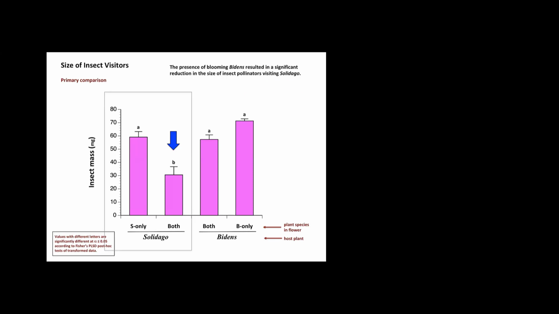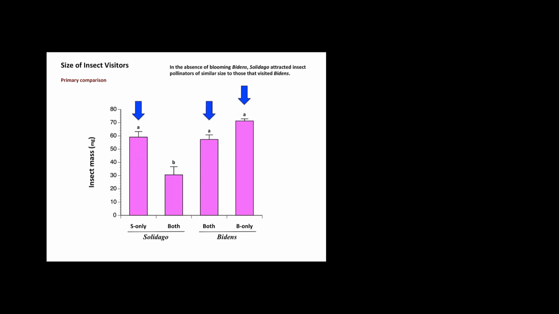Again, looking at that primary comparison, what's going on on solidago? Here we see that in the presence of flowering bidens, there's a significant reduction in the size of the average visitor to the solidago host plants. Average visitor size is about half that you see on solidago when solidago is alone.